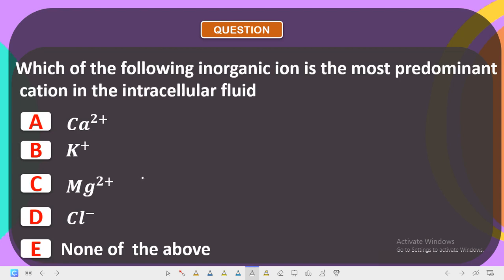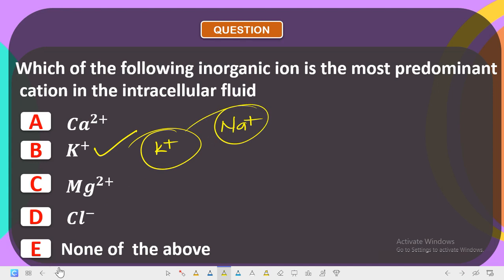Now, let's take the following objective questions together. These are from the past questions. Which of the following ions is the most predominant cation in the intracellular fluid? The correct answer is option B. Calcium is the most predominant cation in the intracellular fluid. While in the extracellular fluid, the most predominant cation is what?